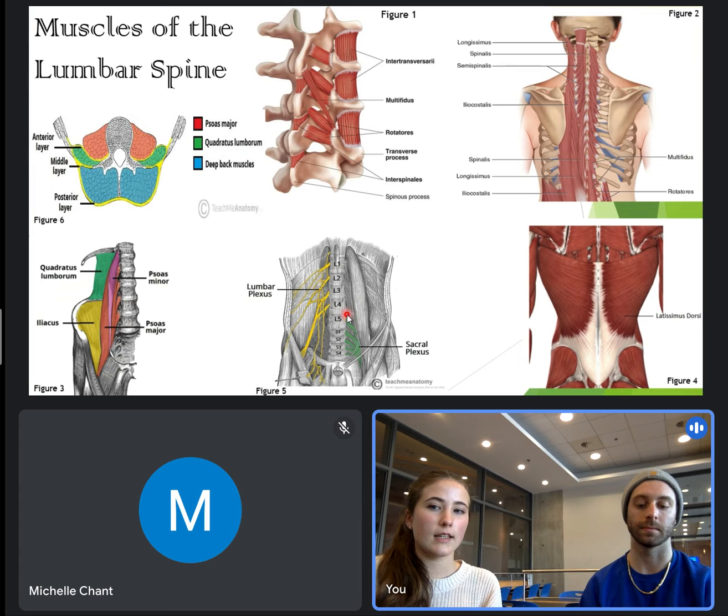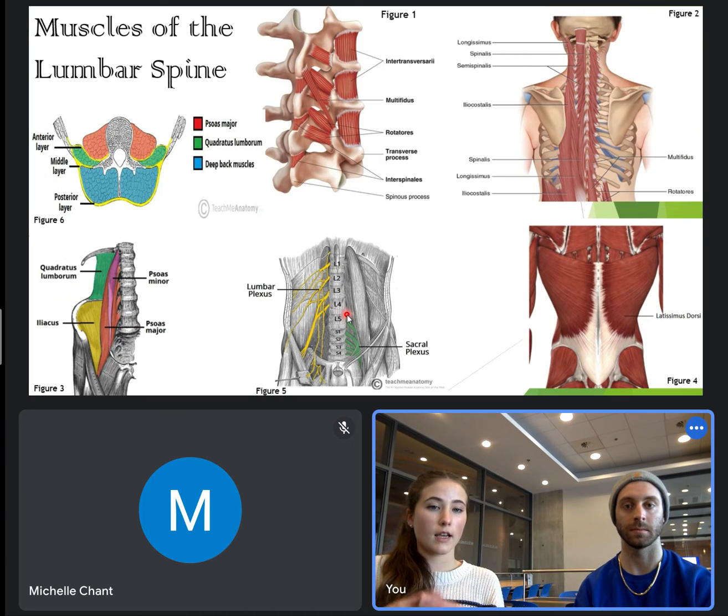Okay, and lastly, we have the thoracolumbar fascia. So this fascia acts as a container made up of 3 different layers. And so the most anterior layer here in red is where the psoas major is. And then we have the medial layer, which is in green, where the quadratus lumborum is. And finally, we have the posterior layer, which is in blue, and it encases the deep back muscles.